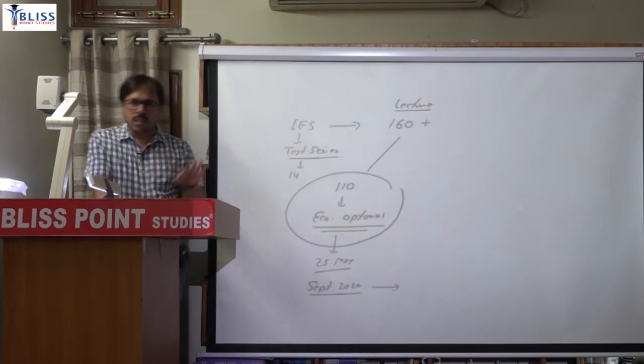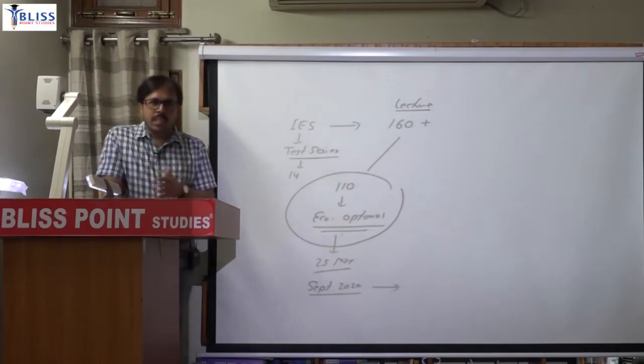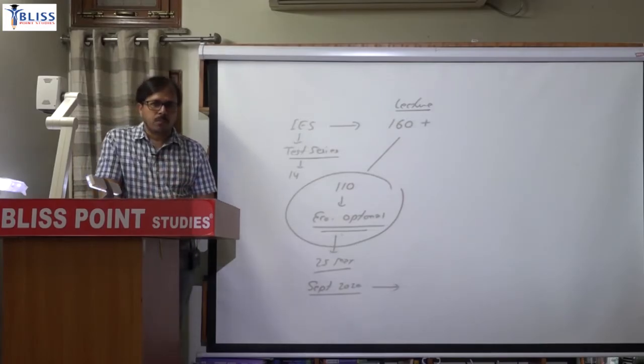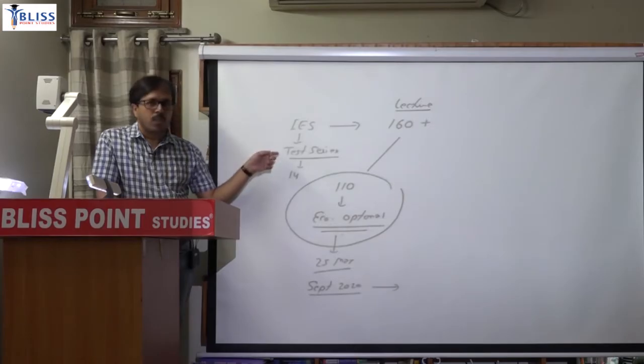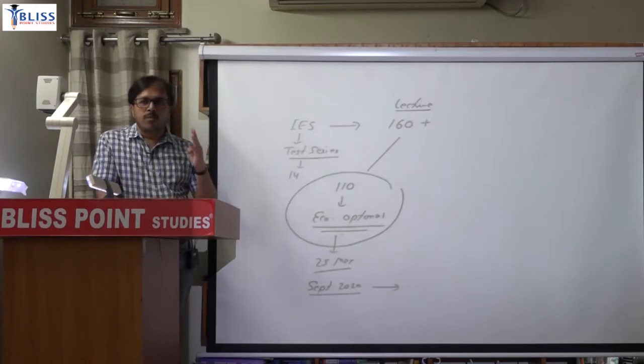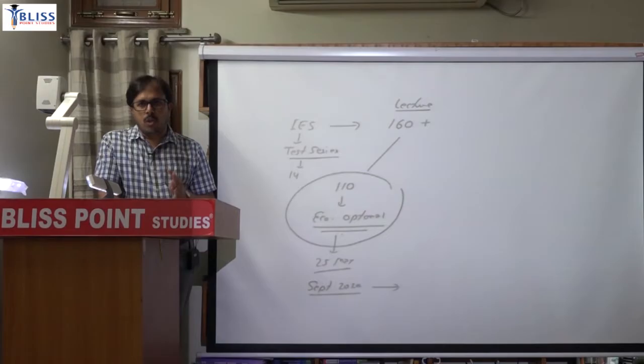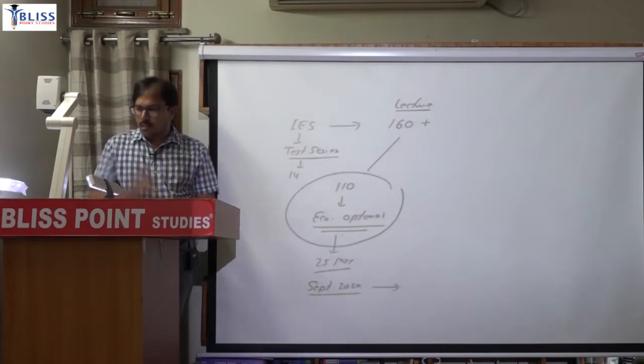Meaning one part initially, the remaining part in the second test, and the third part will be combined. So that will be the pattern of all tests. So 12 tests will be for general economics 1, 2, 3 and Indian economy, and one test each at the end will be for GS and English.